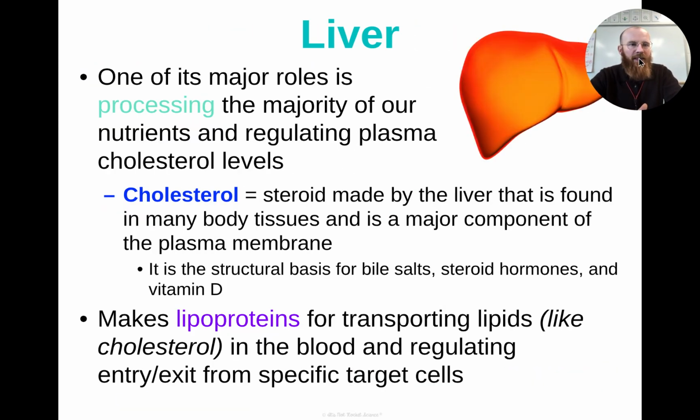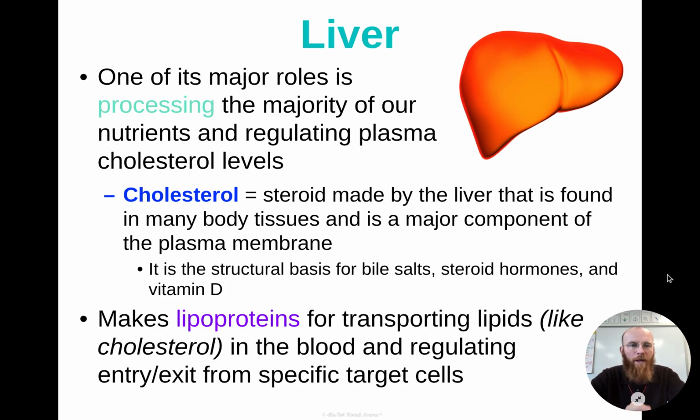And then finally, guys, this is a little bit longer of a part here, but the liver. One of these major players in the digestive system is one of our key organs. One of its major roles is processing the majority of our nutrients. It processes the nutrients that we bring in and regulates our plasma or blood cholesterol levels. Cholesterol is a steroid that the liver creates.